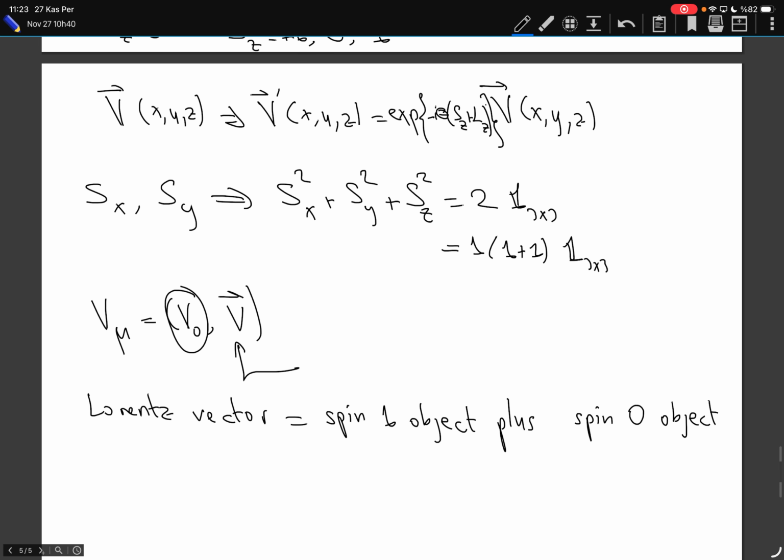Now that will be kind of problematic. That is a problem that I should address, because I would like to be able to write down a theory that will describe only spin 1 objects. I don't want to add that additional spin 0 object in my theory. I should be able to write a theory for spin 1 objects only, without using any spin 0 object.